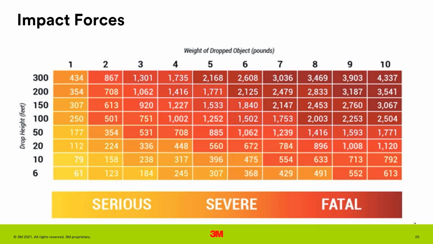So just to give you an idea, across the top of this chart is the weight in pounds of the objects, going from 1 pound to 10 pounds, and the height from which you drop it. As the weights get slightly heavier and the heights get higher, the impact force from that same 8-pound weight can go anywhere from 61 pounds up to 4,000 pounds of force once it actually impacts your body. As you get to the higher levels of force, you go from a serious injury to a fatal injury.